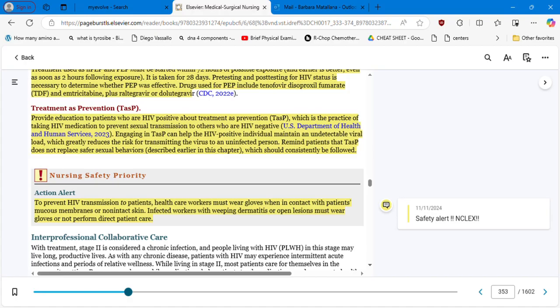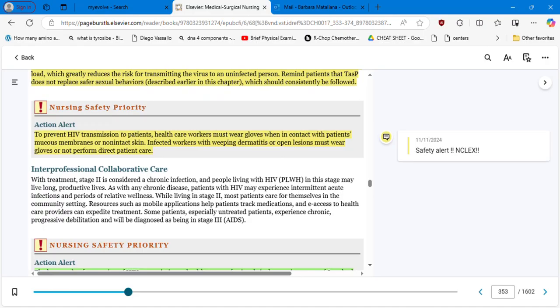Another safety priority to prevent HIV transmission to patients: healthcare workers must wear gloves when in contact with patients. These are your standard precautions, especially for contact with patient mucous membranes or non-intact skin, meaning any breakdown in the skin. Infected workers with weeping dermatitis or open lesions must wear gloves or not perform direct patient care. Okay, this is a safety alert, an NCLEX alert.